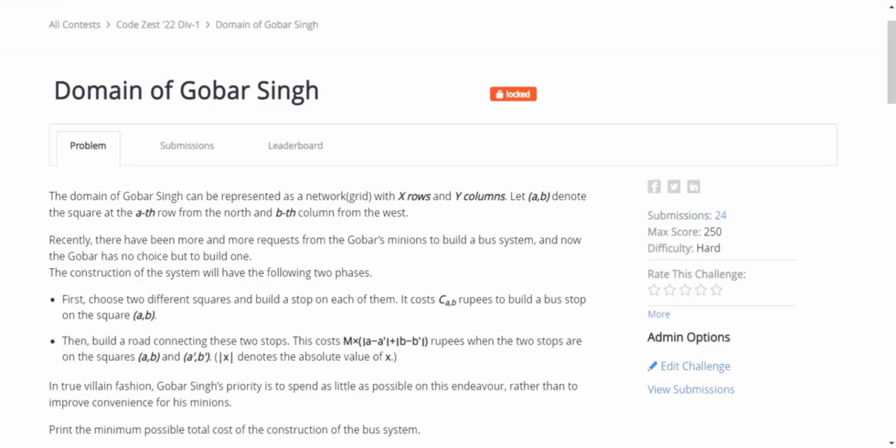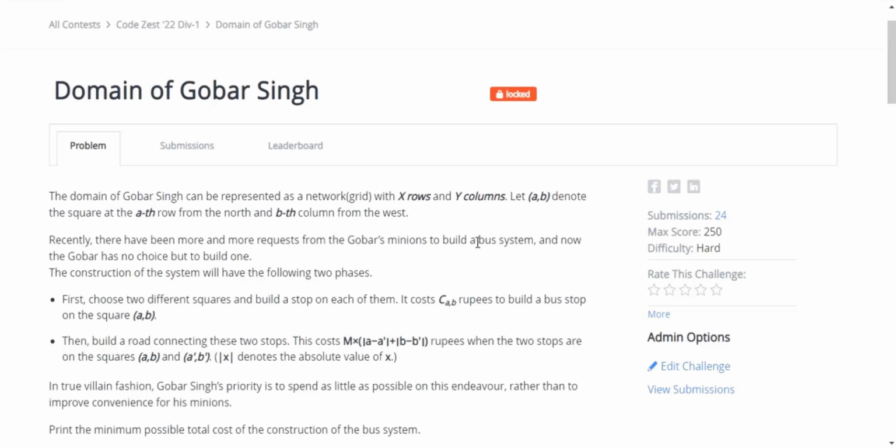In today's video, we'll be seeing the solution for the fourth question of Division 1, that is Domain of Gobar Singh. So let's understand the problem statement at first. We are basically given a network or a grid consisting of X rows and Y columns within it. Now, we could indicate any particular square or cell within the grid by two coordinates, that is A and B, wherein A indicates the row index and B indicates the column index.